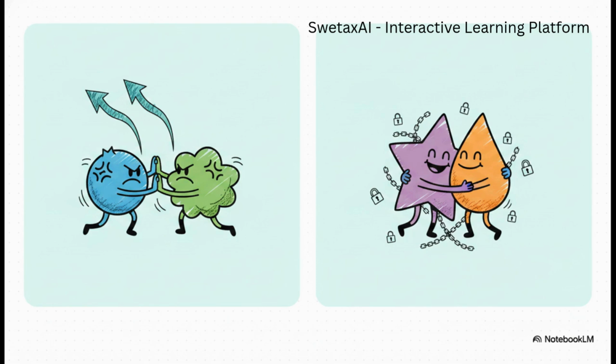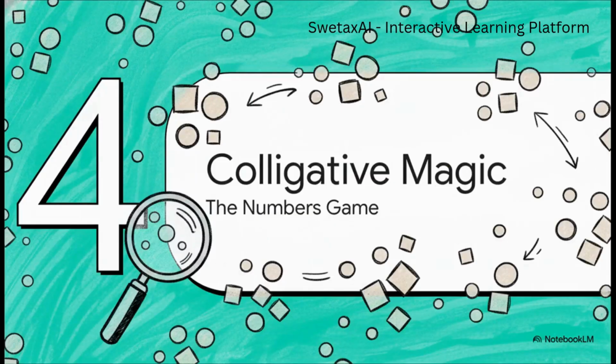On the flip side, we have negative deviation. This happens when molecules cling tightly to one another. Acetone and chloroform bond so strongly that very few escape as vapor, and the pressure unexpectedly plummets. And this brilliantly illustrates our next topic, Section 4, the colligative property magic.